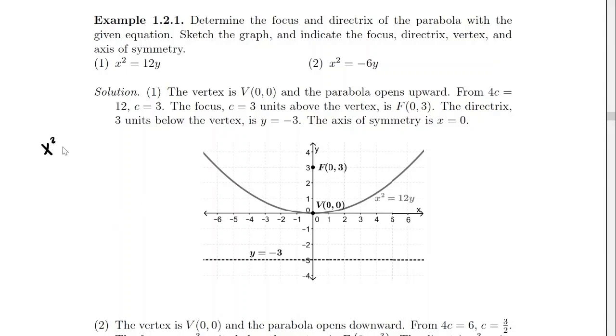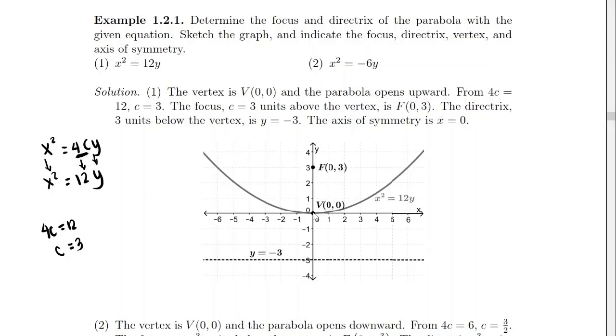since x squared is equal to 4cy, and we have x squared equal to 12y, this 4c is equal to 12. So 4c equals 12. What is the value of c? If we divide both sides by 4, we have c equal to 3.